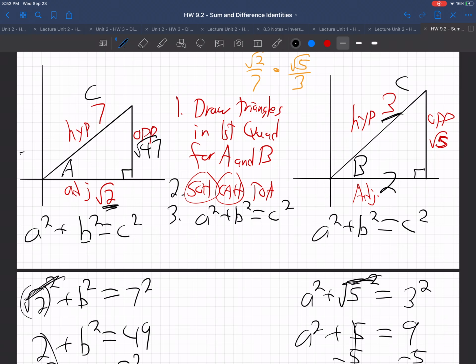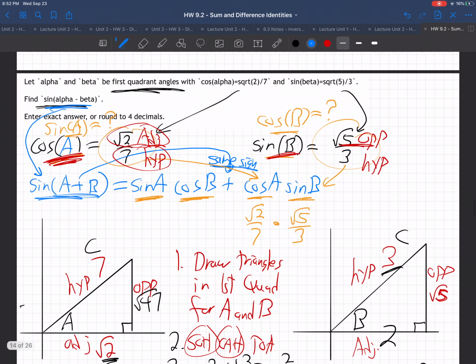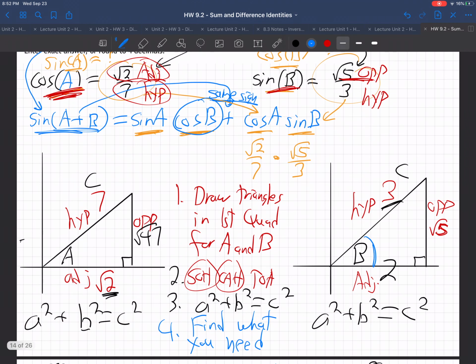So now we've got all three sides in both triangles. And now find what you need by SOHCAHTOA. Back to SOHCAHTOA. What do we need? Well, we were trying to find cosine of B. What's cosine of B? Go to the B. This is angle B here. This is the B triangle, right? This is the angle A triangle over here, right?